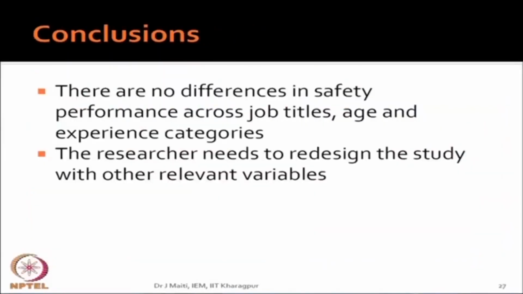So, ANOVA as a technique, fine, this is one way you are doing it, but when you come to this type of situation, please remember, and I am stressing it now because we are entering into the modeling part. ANOVA, MANOVA, these are all models, then multiple regression will be another model. So, what is our conclusion? For the 3-way ANOVA, there are no differences in safety performance across job title, age and experience, and the researcher needs to redesign the study with other relevant variables.